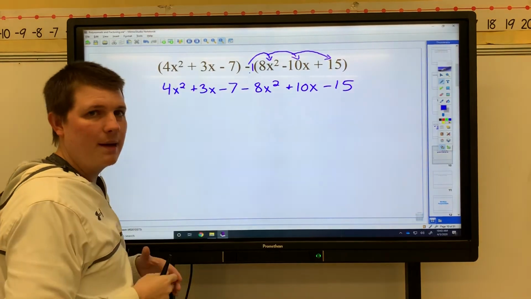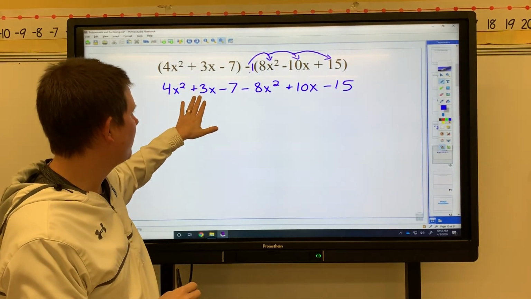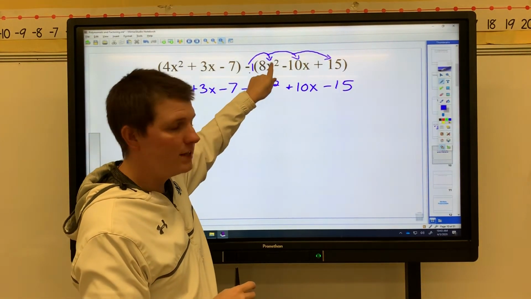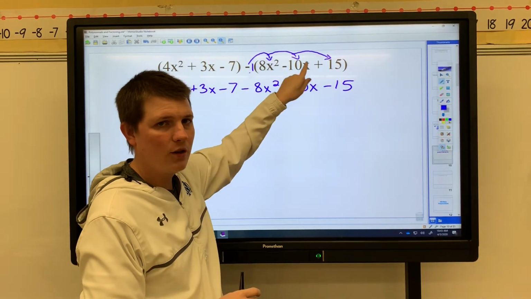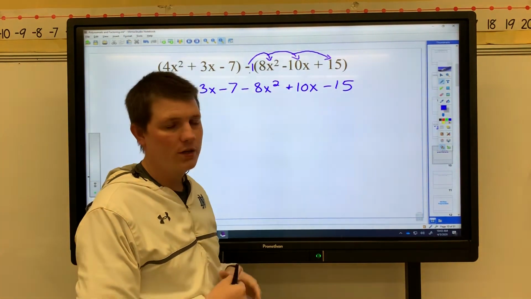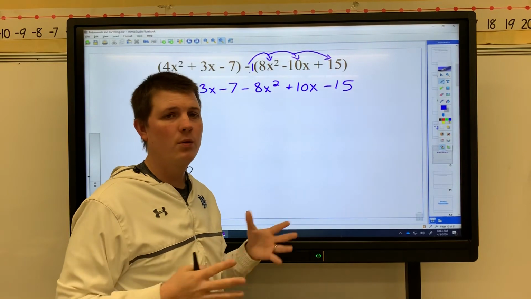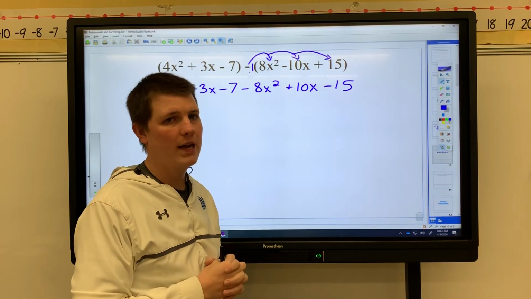So once again, we kept the first polynomial the same. You just drop it down. We're going to take the negative and distribute it through the second polynomial. And those answers we're also going to drop down on the same line. Now we do what we did in the addition problem. We combine our like terms.